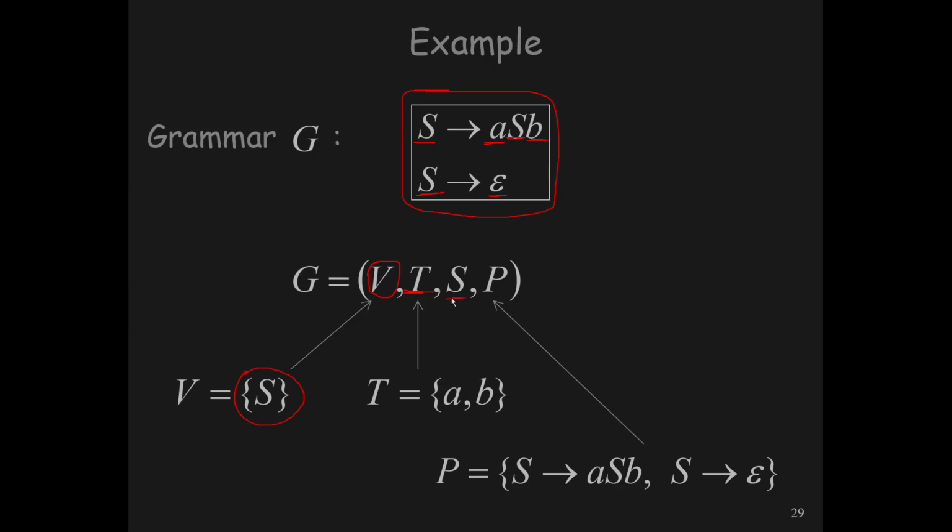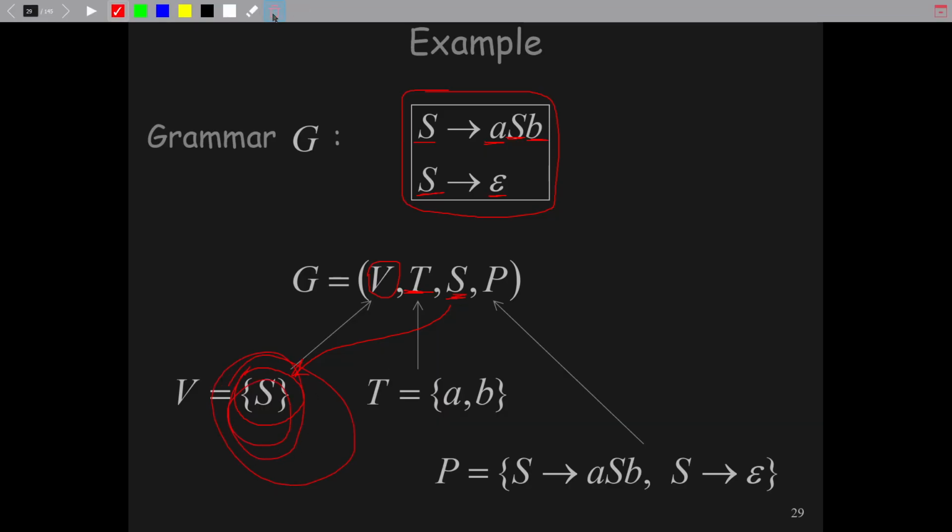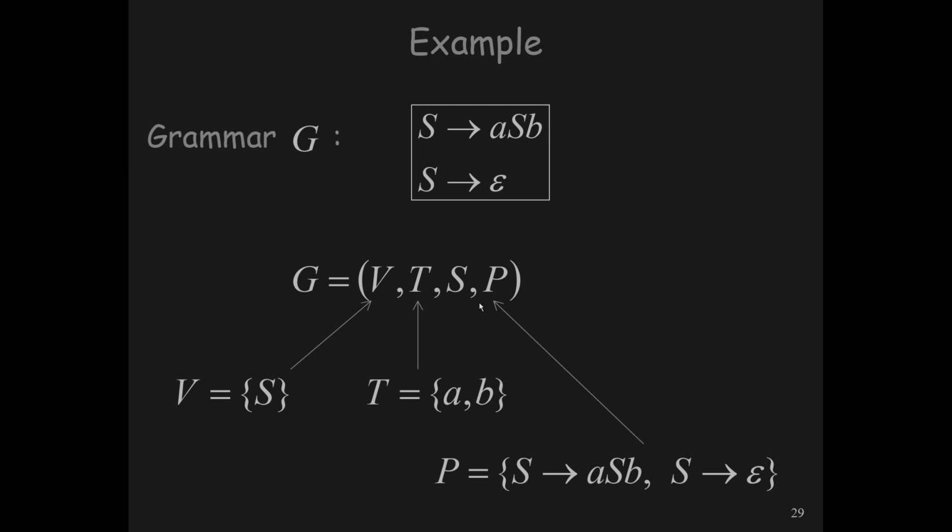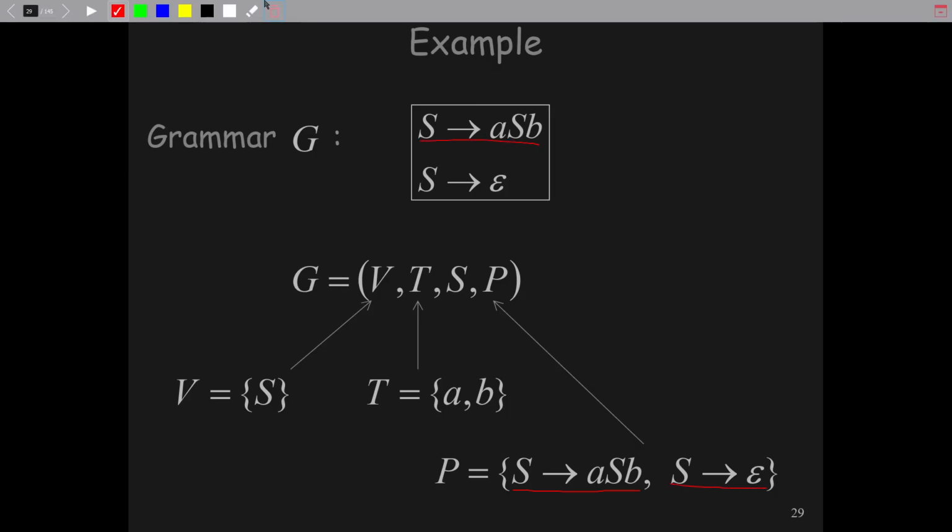Next is S, which is the starting symbol, and it is in the set V, as you can imagine. Now you can use a different symbol, but all that matters is that it needs to be in this set. Finally, the set of productions. The first production here is S produces ASB, and the second production is S produces empty.